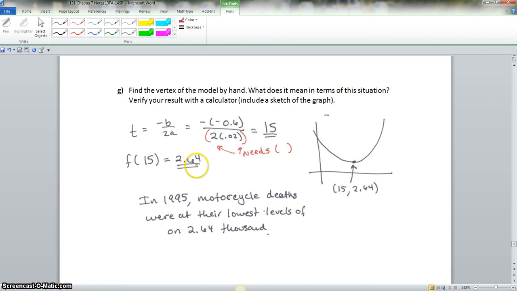That is our vertex. So in 1995, motorcycle deaths were at their lowest level of 2.64 thousand. And then also our x value would be 15. So x is 15. And also we will have 2.64 thousand deaths. And this you could get by pressing second, calculate, and then the number 3 for your minimum.